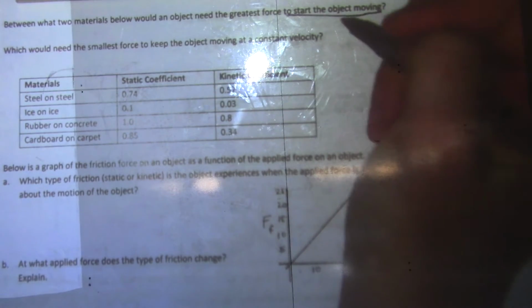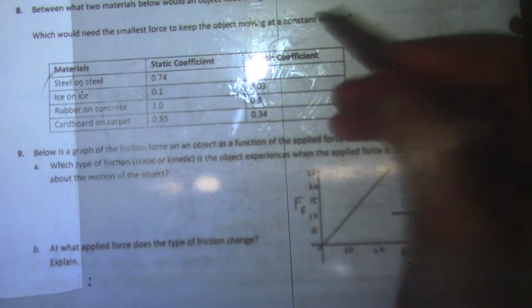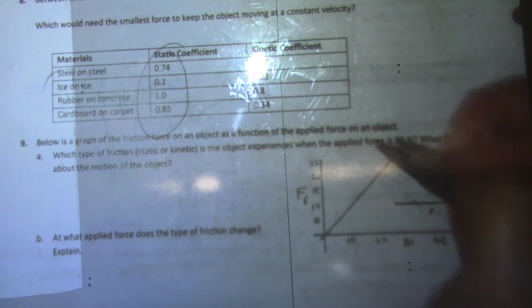Between what two materials would need the greatest force to start the object moving? So think about it. The reason you need a bigger or smaller force to start an object moving is because they have different static frictions. To start it moving, that's before it's moving, so at rest, static. The one that needs the greatest force is just the one that has the greatest coefficient of friction. It's harder to start it moving. The greatest coefficient of static friction would be the rubber on concrete. So that is the two materials that you would need the greatest force to start the object moving.